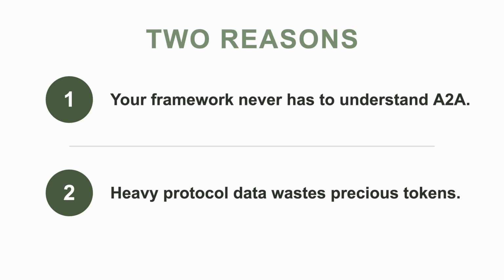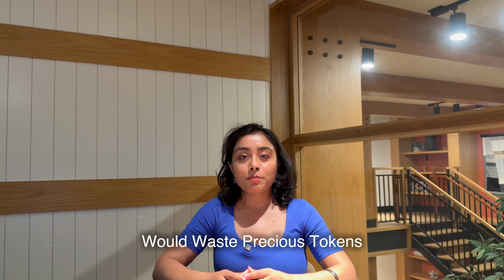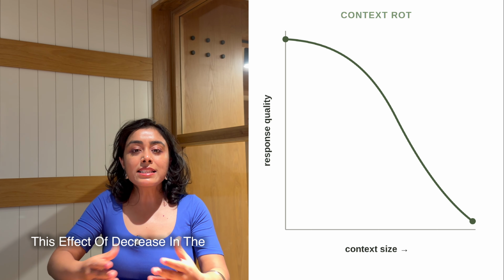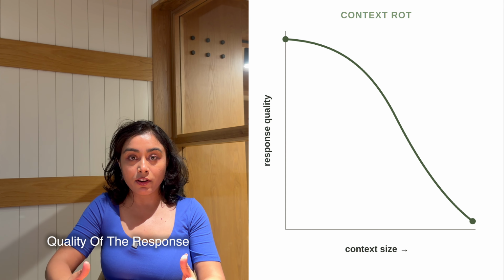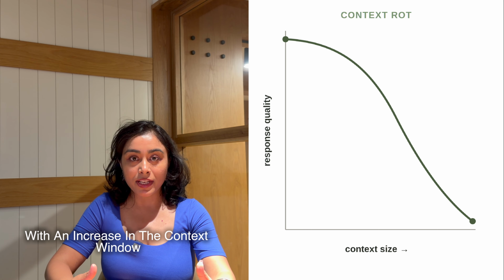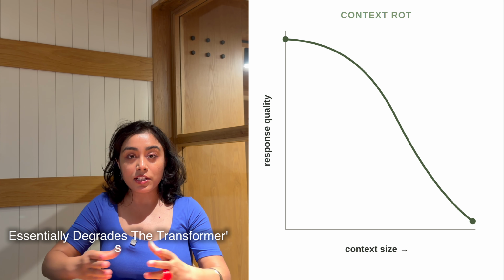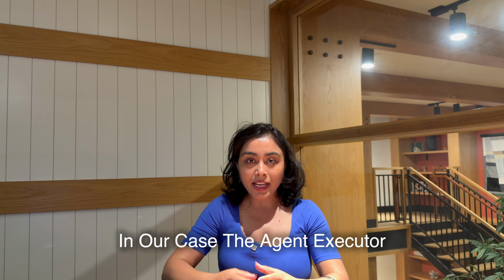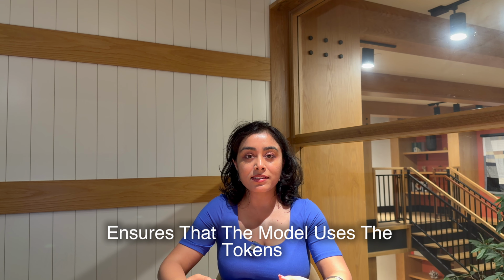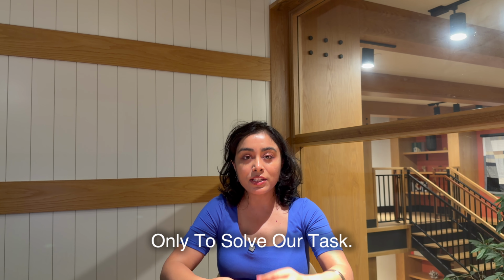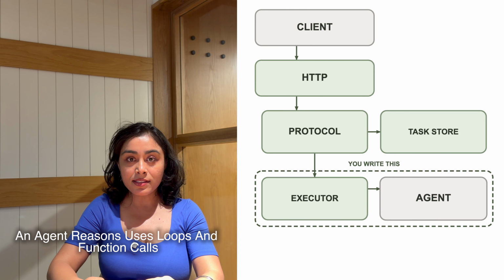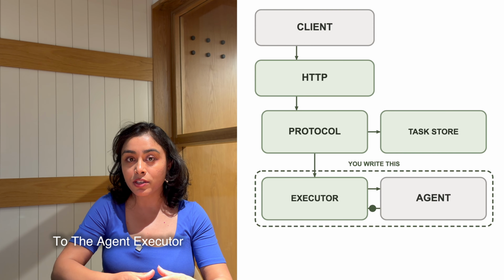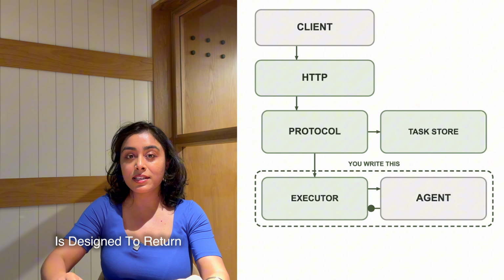Sending heavy protocol data to the agent would waste precious tokens and also degrade the performance of the agent. This effect, a decrease in the quality of the response with an increase in the context window, essentially degrades the transformer's attention mechanism, an effect also known as context rot. In our case, the agent executor ensures that the model uses the tokens only to solve our task. An agent reasons, uses loops and function calls to be able to return the raw response to the agent executor in whatever format the agent is designed to return.